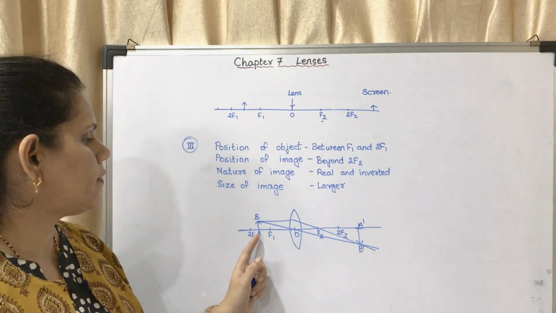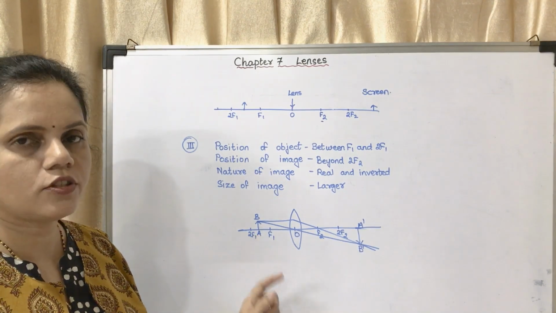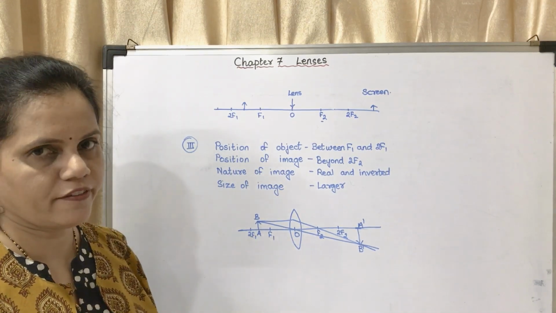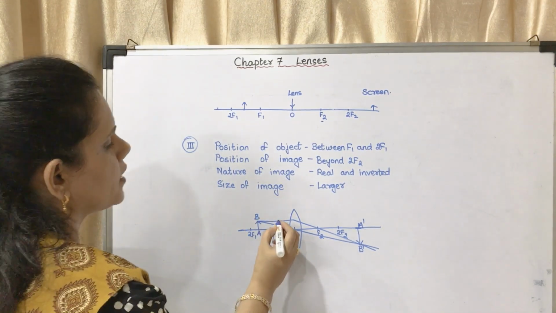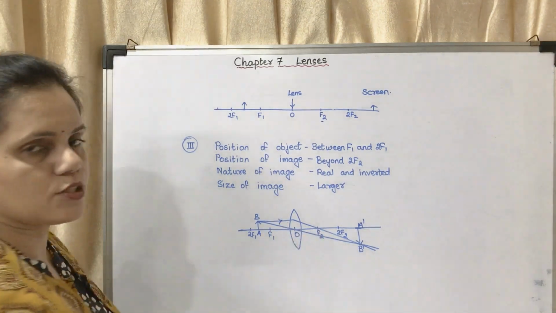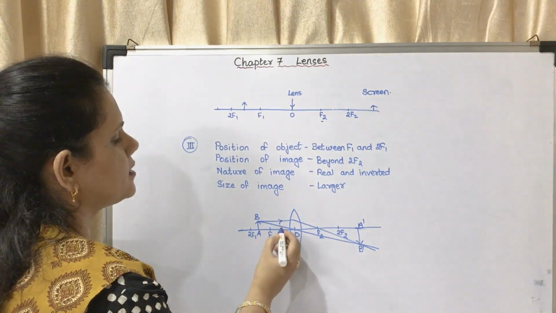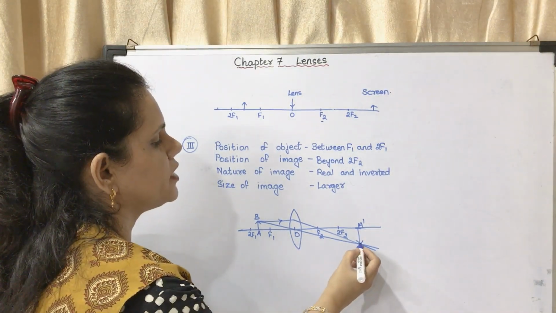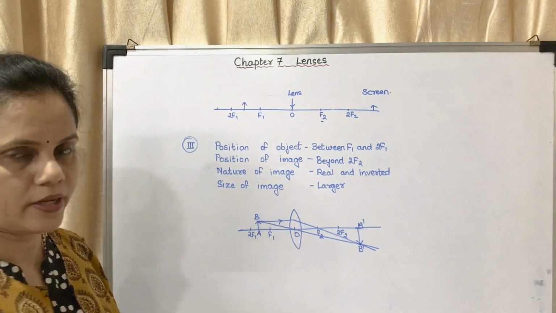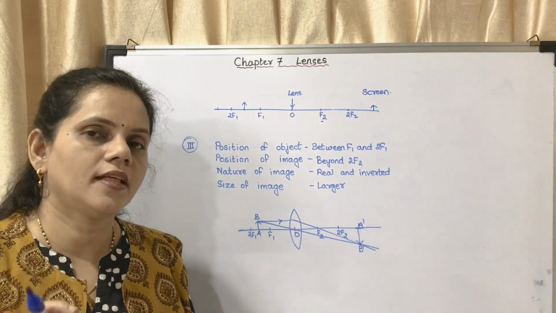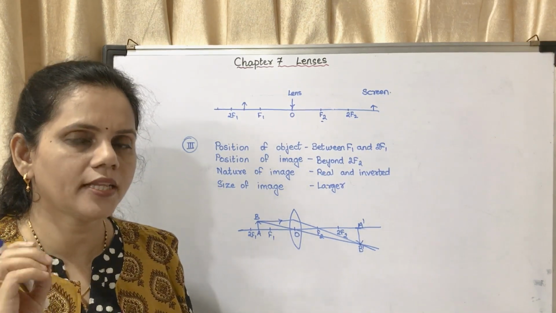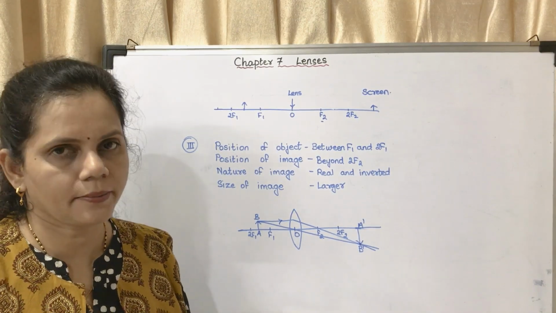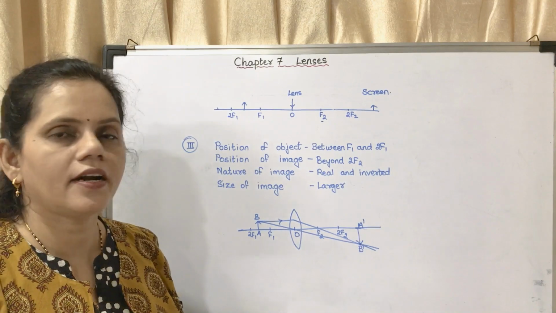Okay, then you have to take the object. You have to draw the object anywhere in between F1 and 2F1. The first ray passing parallel to the principal axis passes through the focus. The second ray passing through the optical center. It will meet somewhere here, somewhere beyond 2F2. So the point where they meet, that is the point where you will get the image.